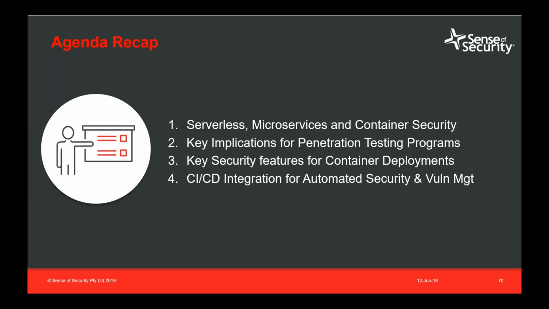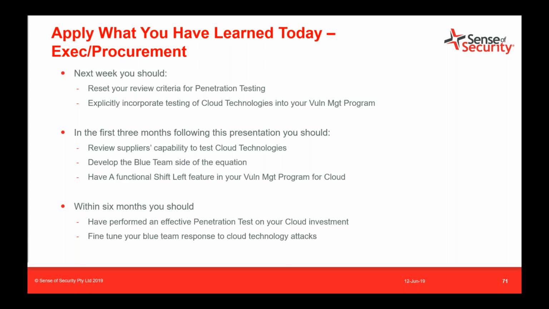We then described what are the key security features for container deployments, how to minimize the attack footprint, and how to harden your container deployments to ensure that you are not running inflated container images. We've then described how to integrate this into your CI/CD process to ensure that you've got end-to-end visibility on an ongoing basis, all of which can be automated without any human intervention. So let's see how we can apply what you've learned today in the next few weeks and few months.